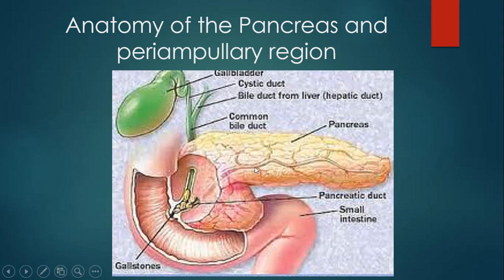And you know from your anatomy that the pancreas is divided into four regions: the head, the neck, the body, and the tail. And you can see that the common bile duct and the pancreatic duct unite together and then enter into the second part of the duodenum, which is called the ampulla of Vater. And all these structures, the wall of the duodenum, the pancreas, and the common bile duct, combine to form a periampullary region.